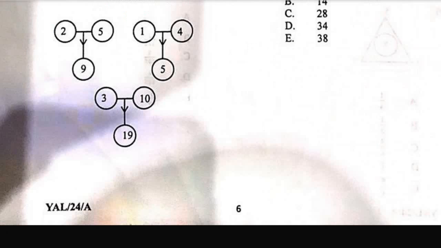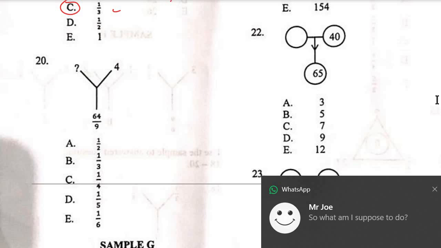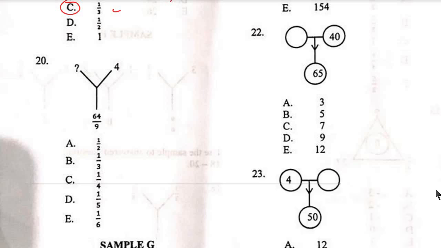Let's move down to question 20. For this question, like I said earlier, you can work from the options. Among options A to E, where we have 1 out of 2, 1 out of 3, 1 out of 4, 1 out of 5, 1 out of 6, the most applicable is 1 out of 3.